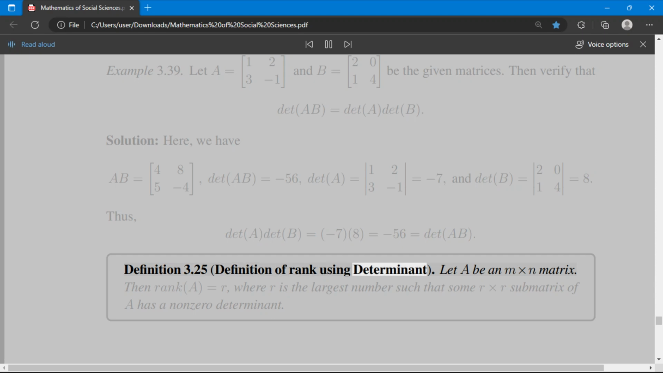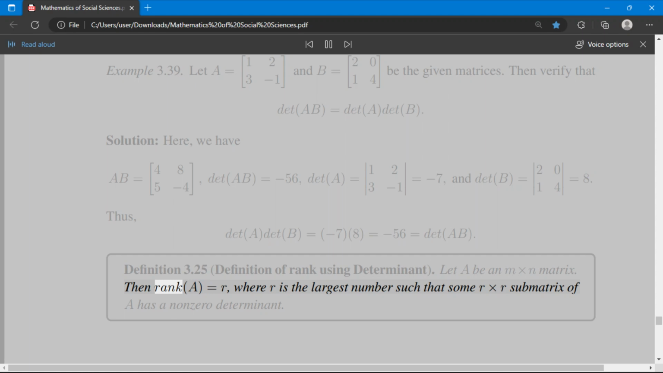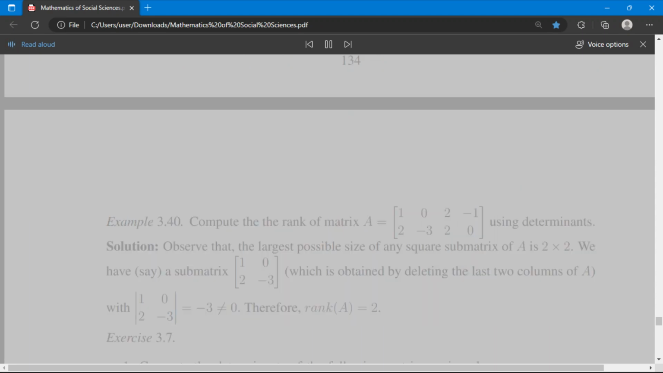Definition 3.25. Definition of rank using determinant. Let A be an m times n matrix. Then rank A equals r, where r is the largest number such that some r times r submatrix of A has a non-zero determinant.